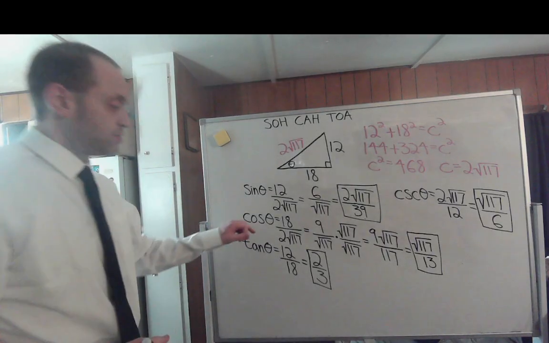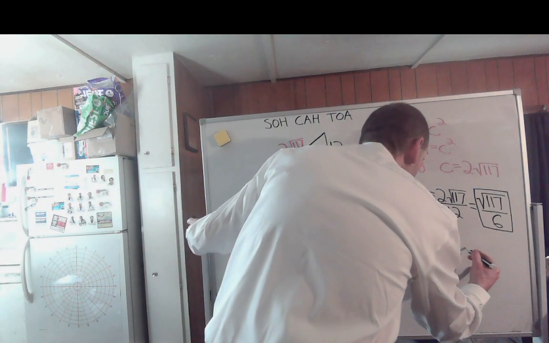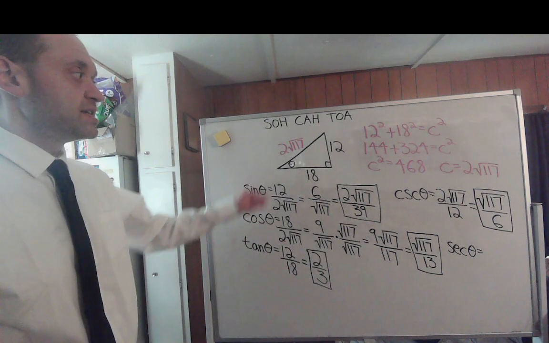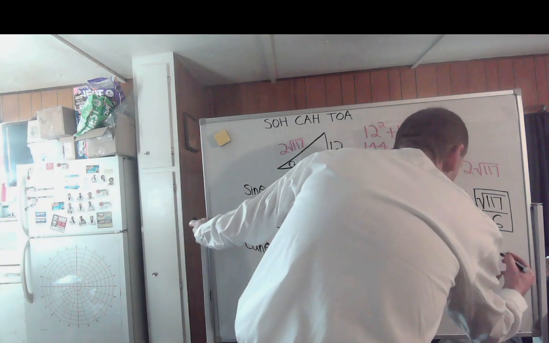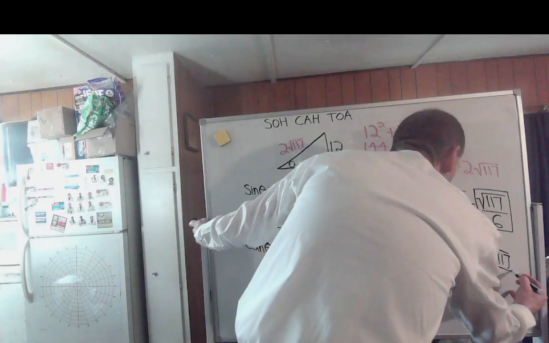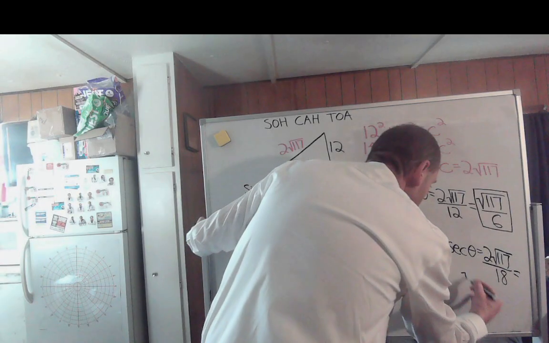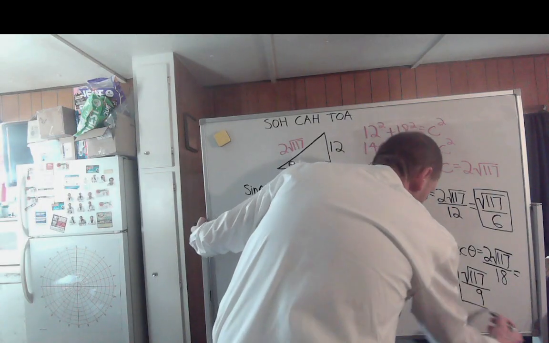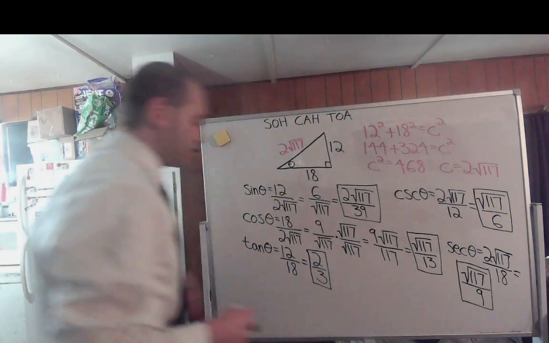Alright, now the reciprocal of cosine is your secant function. Well, here's the thing with that. Your secant function, since it's the reciprocal of cosine, is hypotenuse over adjacent. So that would be 2 times the square root of 117 all over 18. Well, that'll reduce into the square root of 117 over 9. So your secant equals the square root of 117 over 9.